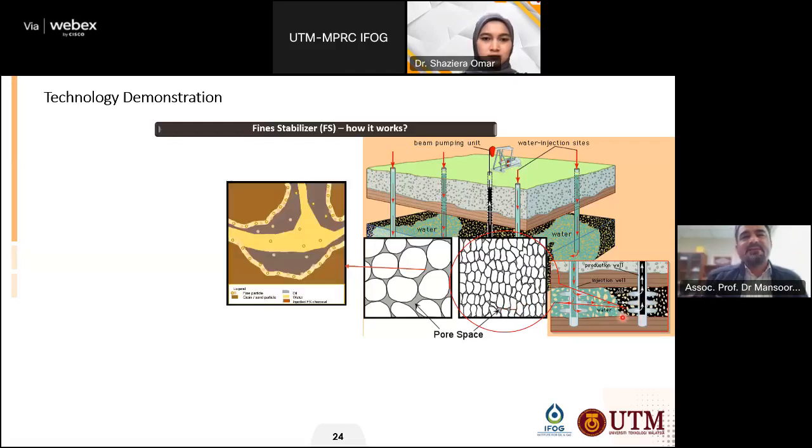So in this case, I'm going to illustrate how the fine stabilizer shown in the previous slide will work. This is our well, located here, and here are our pores. In this case, as you can see, normal production fines are produced into the wellbore. Okay. So when we inject, the fine stabilizer will be injected into the pore space.